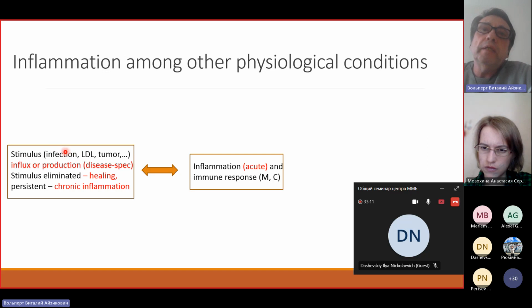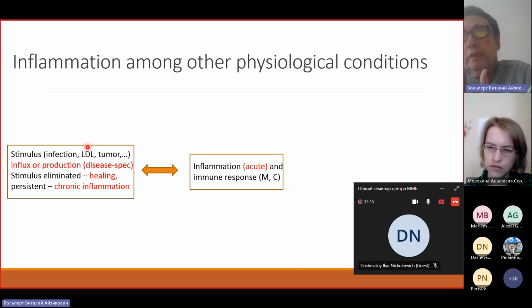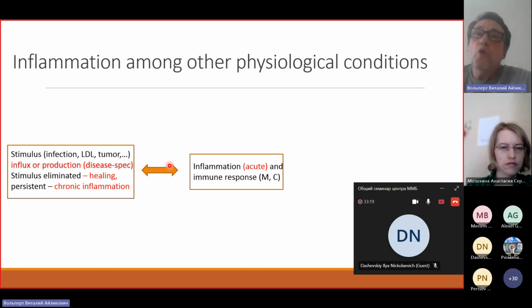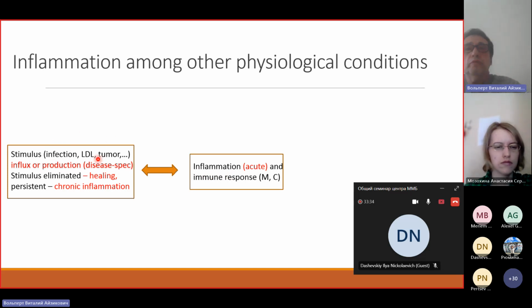And the stimuli can be viral infection, it can be LDL, as in the case of atherosclerosis, it can be tumor cells or something else. So you see there are the stimuli, they initiate inflammation, they initiate immune response, and this inflammation and immune response try to eliminate these stimuli. And of course, the origin of the stimuli is disease specific.